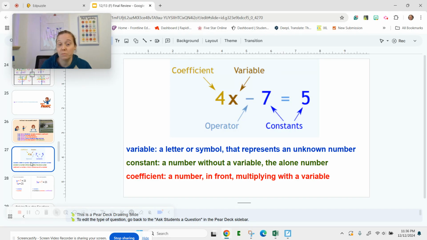So a variable, which means a letter or a symbol. We have a constant, which is a number that does not have a variable. It's kind of like the alone number. And a coefficient, which is the number in front, or that's multiplying with the variable. Okay, so when we were talking about two-step equations, we needed to identify the coefficient and the constant.